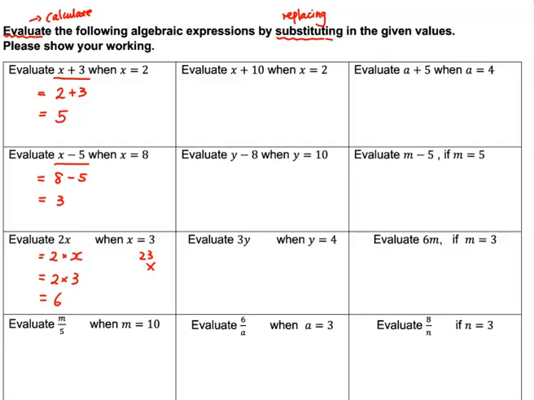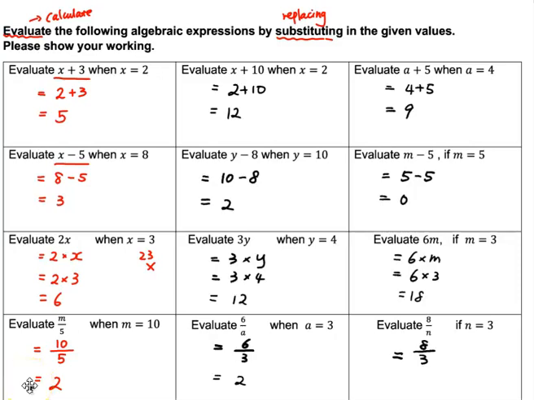The last question, evaluate m over 5 when m equals 10. So we're going to do the same thing. We're going to actually replace the m with 10 over 5, and that will give us 2. Now what I would love you to do is to do the second column and the third column by yourself, and you're going to come back to the video again to check your answers.